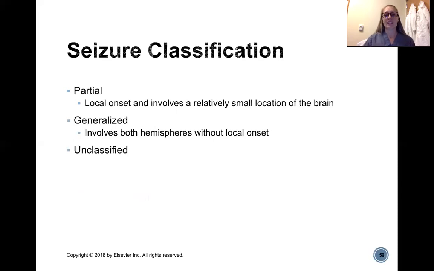We're going to classify seizures on how they occur. We can have partial seizures, which is local and involves very little of the brain, or generalized seizures, which is going to involve both hemispheres of the brain.